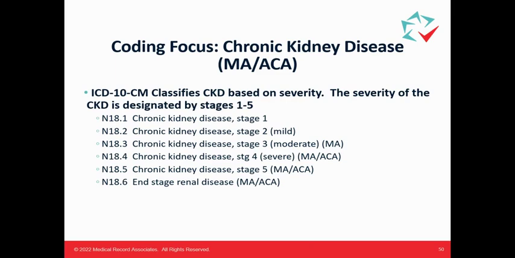So here is a list of the CKD codes. ICD-10 classifies CKD based on severity. The severity of the CKD is designated by stages 1 through 5. Okay, so here's CKD stage 1, 2, 3, 4, 5, and end-stage renal disease, which is typically the patients on dialysis, maybe that code.